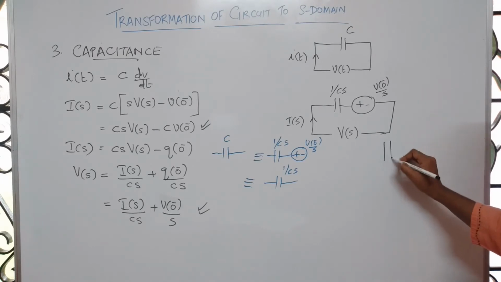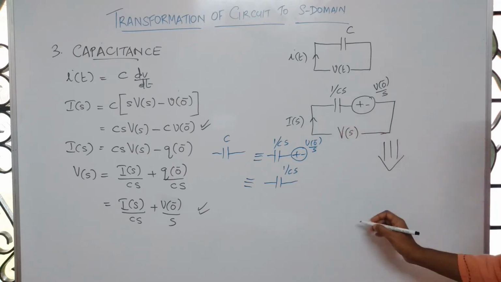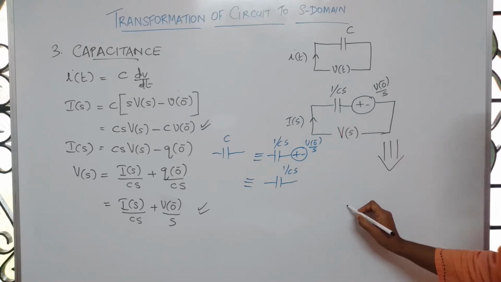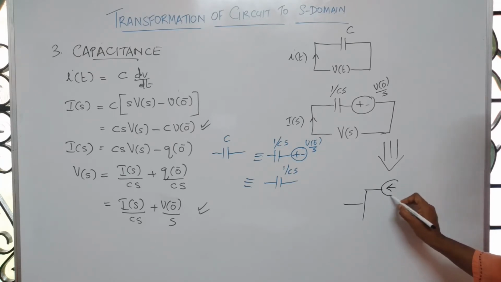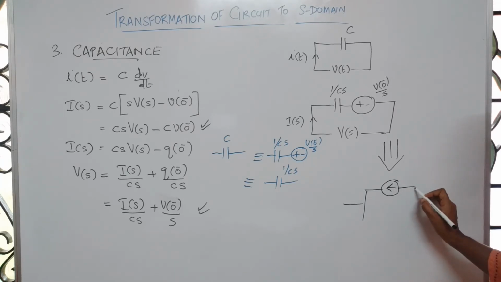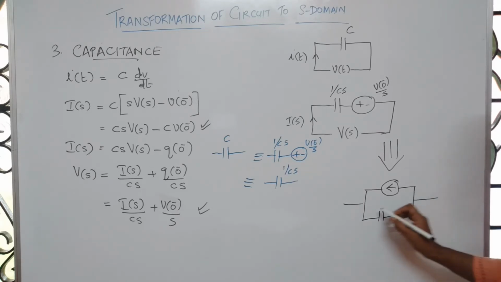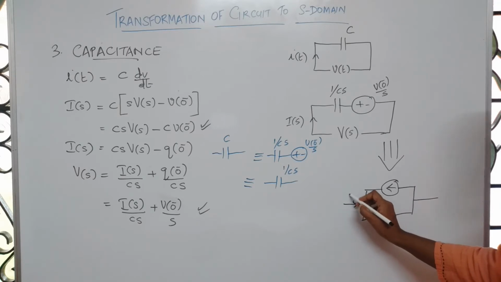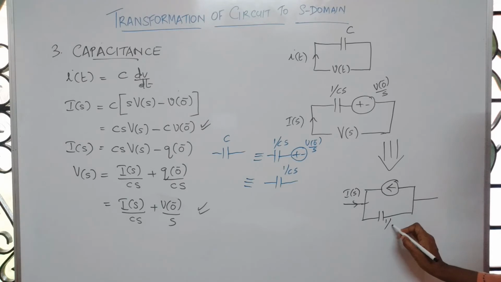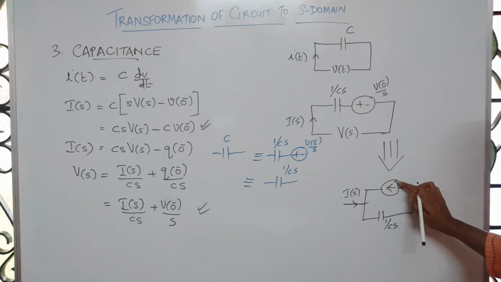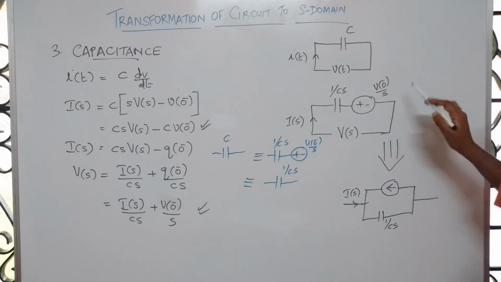Now we can draw an equivalent circuit of this by converting this voltage source in series with the capacitor to a current source. The current source should point towards the positive side of the voltage, in parallel with the capacitor. This is I(s). This is 1 by Cs. What will be the value of I? I will be V by impedance.